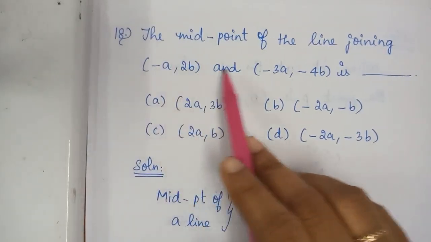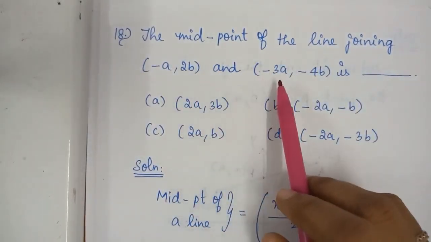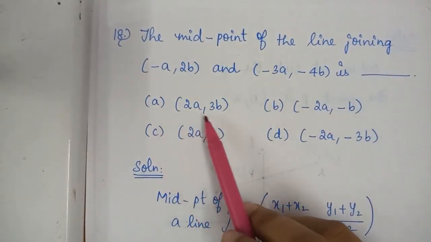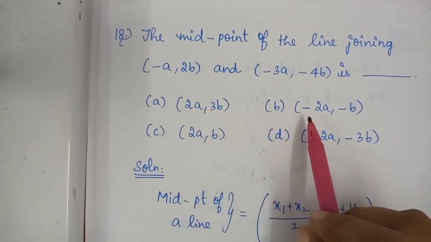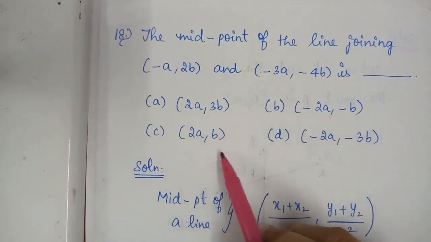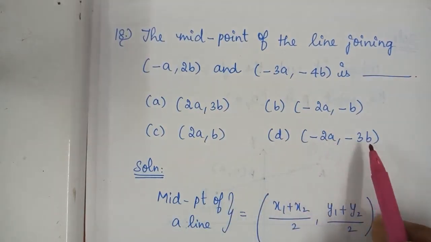Question number 18. The midpoint of the line joining (-a, 2b) and (-3a, -4b) is dash. Option A is (2a, 3b). Option B is (-2a, -b). Option C is (2a, b). And option D is (-2a, -3b).